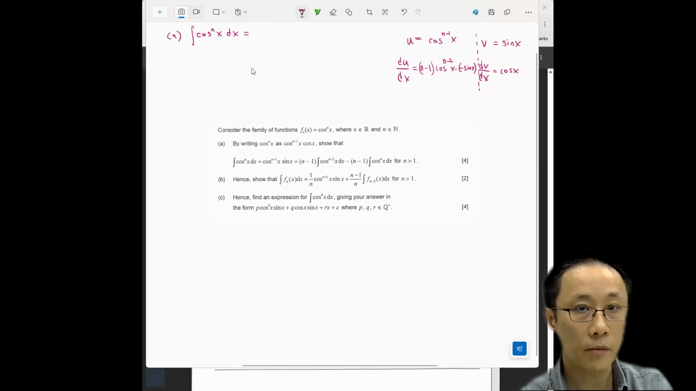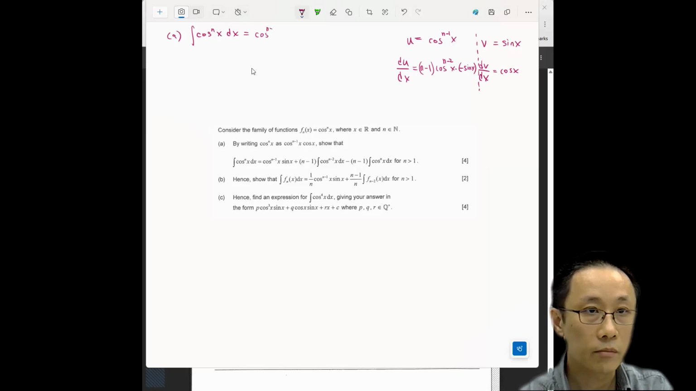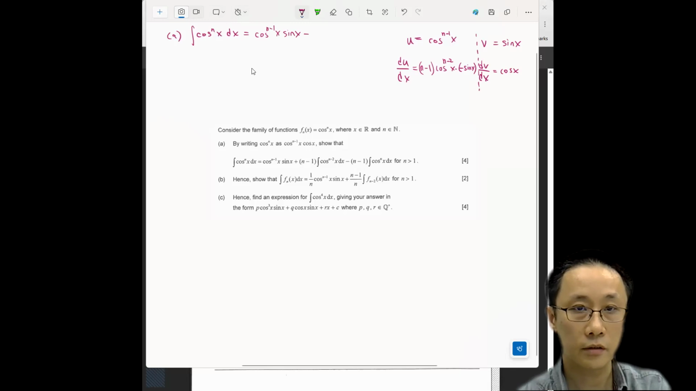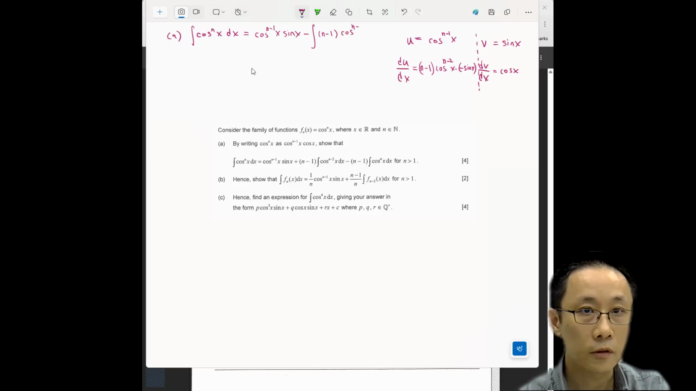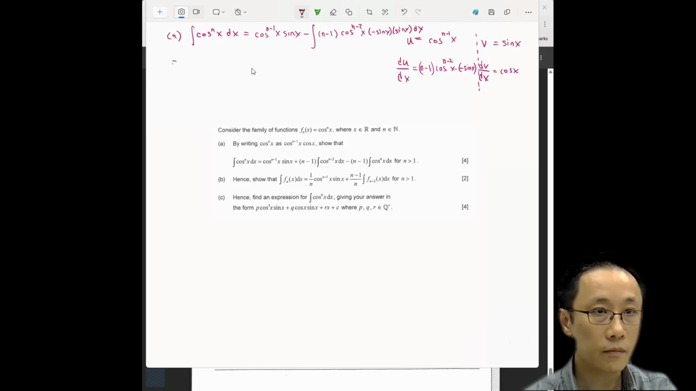So using integration by parts, u dv when integrated becomes uv. So we have cos n minus 1 x sine x minus the integral of v du, minus sine x dx. The front is already set in stone.